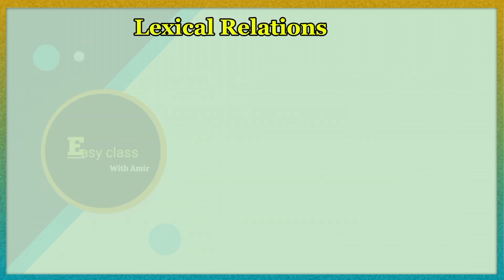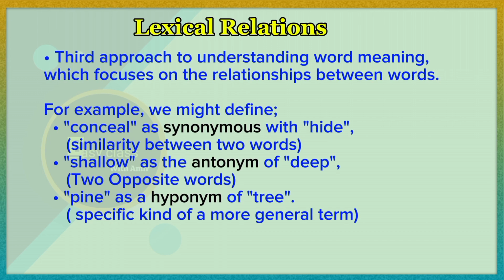Lexical relations. Lexical relations are a third approach to understanding word meaning, which focuses on the relationships between words. Instead of defining a word's meaning by its component features or roles in events, we can explain its meaning by its connections to other words. For example, we might define conceal as synonymous with hide, shallow as the antonym of deep, or pine as a hyponym of tree, a specific type of tree.